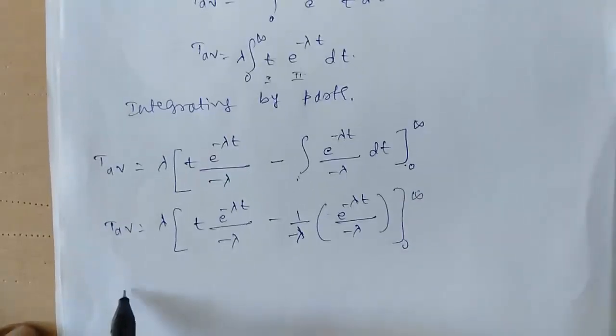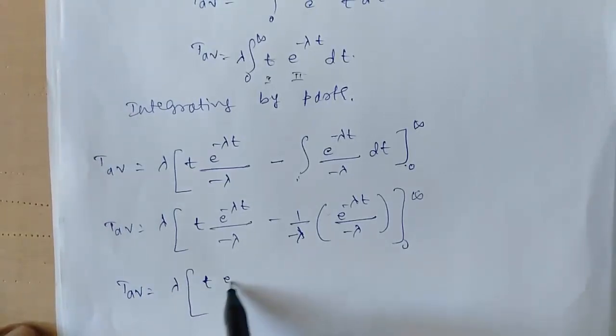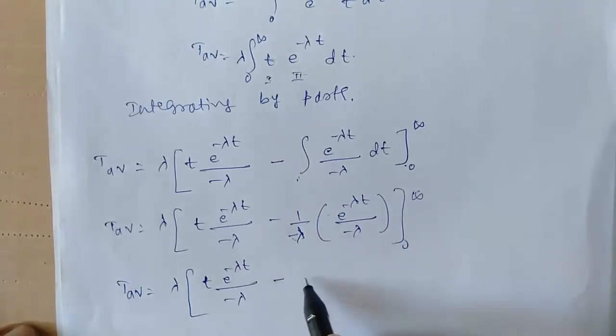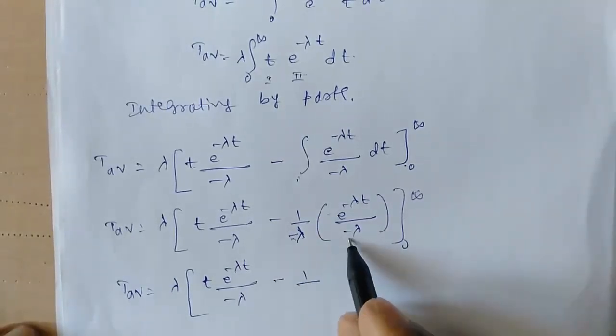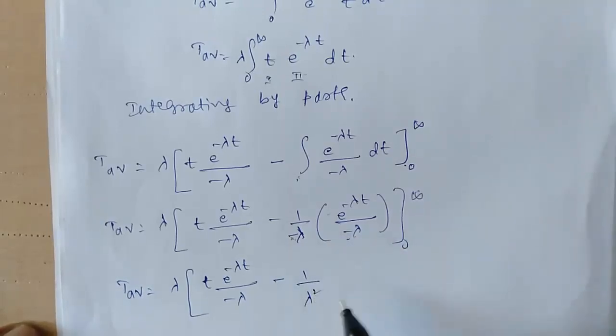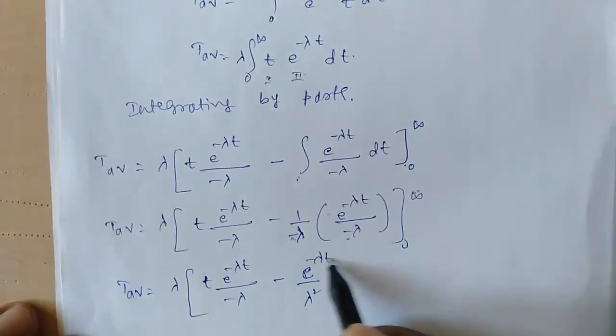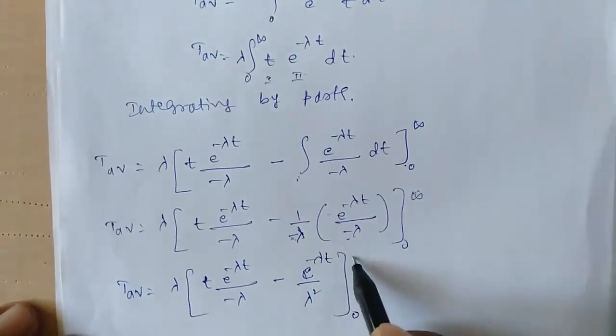Now simplification of the above equation will get you t e to the power of minus lambda t divided by minus lambda, minus 1 divided by this minus and this minus, plus, minus into minus plus, lambda into lambda square into e to the power of minus lambda t, and integration 0 to infinity.